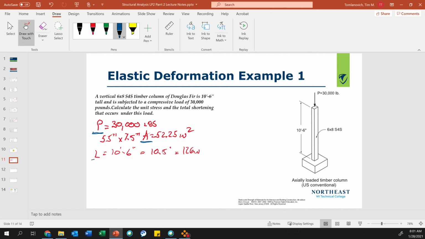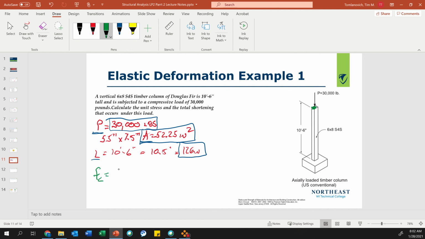So my length, P, A, length. Okay. Question 1. It says calculate the unit stress. Remember, unit stress equals normal stress. The load is perpendicular to the surface area. So unit stress.